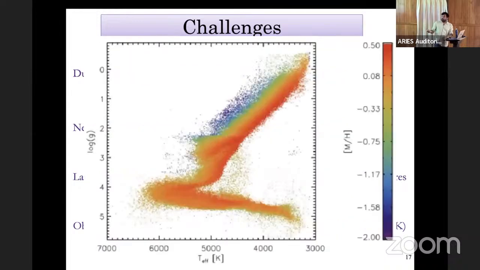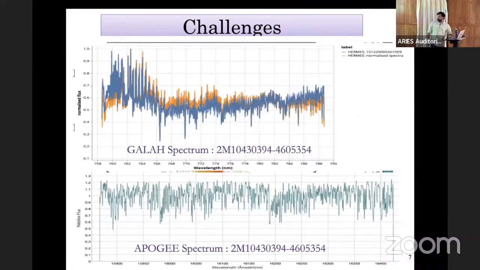So when I talk about M giants, these are the range of stars that I mentioned. This is the APOGEE survey, and you can see there are 3000 to 4000 Kelvin. And this is the surface gravity range which I mentioned as the M giants.